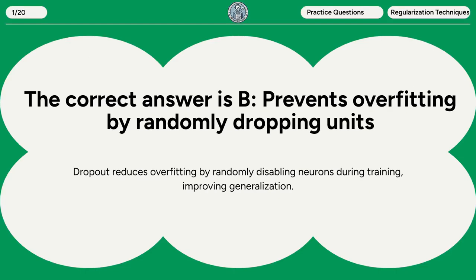The correct answer is B. Prevents overfitting by randomly dropping units. Dropout reduces overfitting by randomly disabling neurons during training, improving generalization.